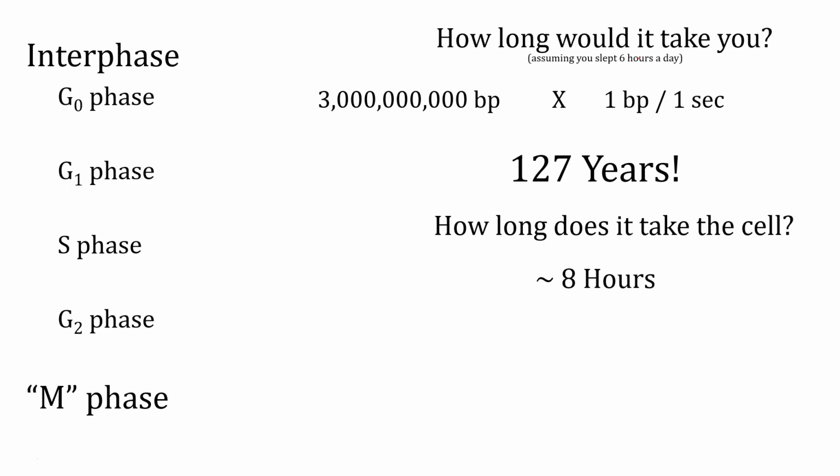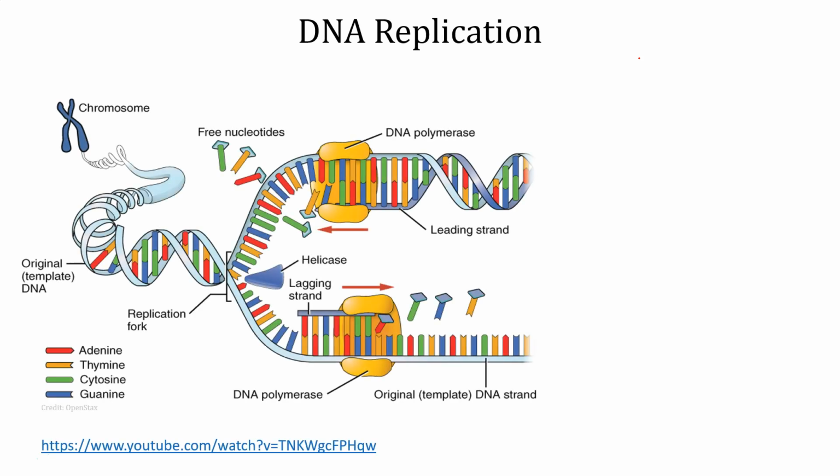Now the cell gets to cheat a little bit because it's got these special photocopiers, and it also has many of them. So it'd be analogous to you and all of your friends trying to copy down the genome. But the cell can do it in 8 hours, and this is a pretty involved process. So basically what happens is the first thing that needs to happen, I guess, is that DNA needs to unwind.